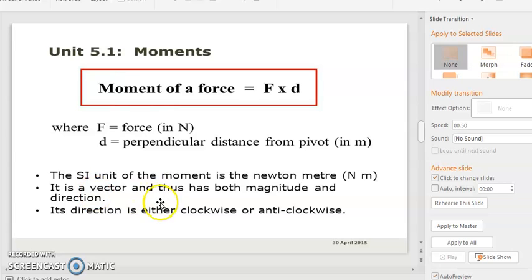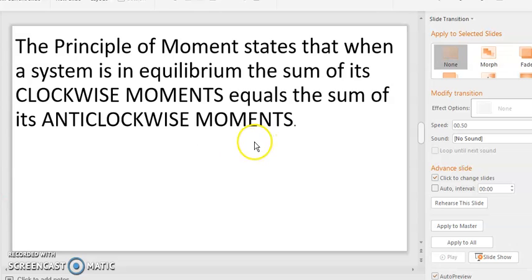It is a vector and thus has both magnitude and direction, and its direction is either clockwise or anti-clockwise. Next, the principle of moments states that when a system is in equilibrium, the sum of its clockwise moments equals the sum of its anti-clockwise moments. So equilibrium means a state where both sides have the same amount of moment applied to them.